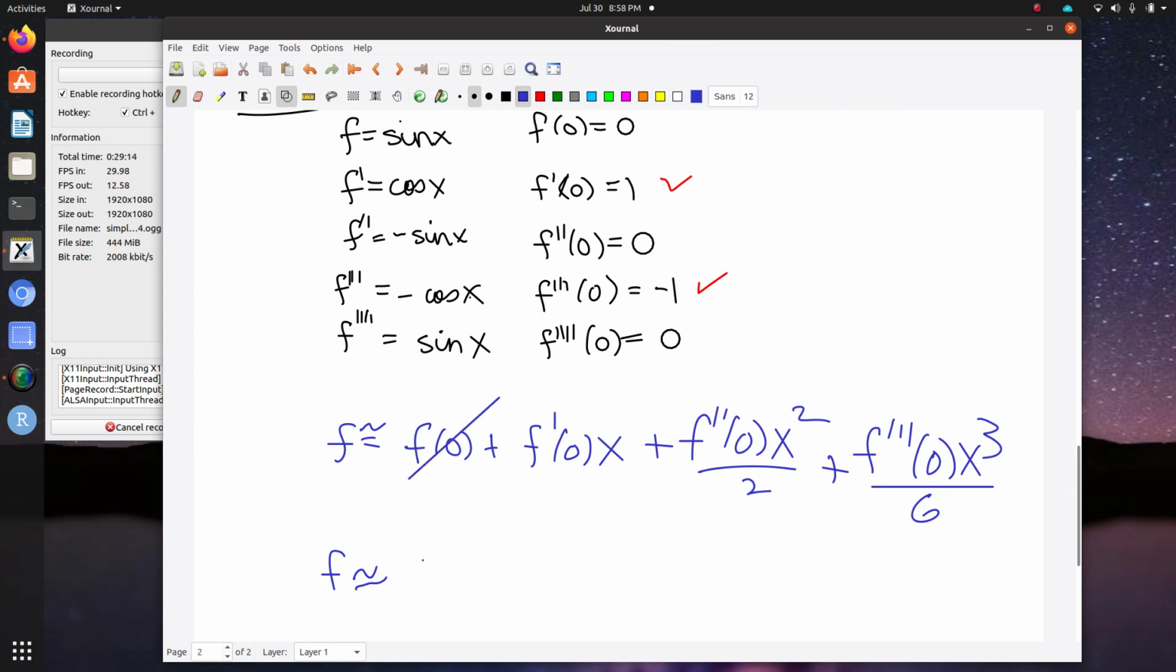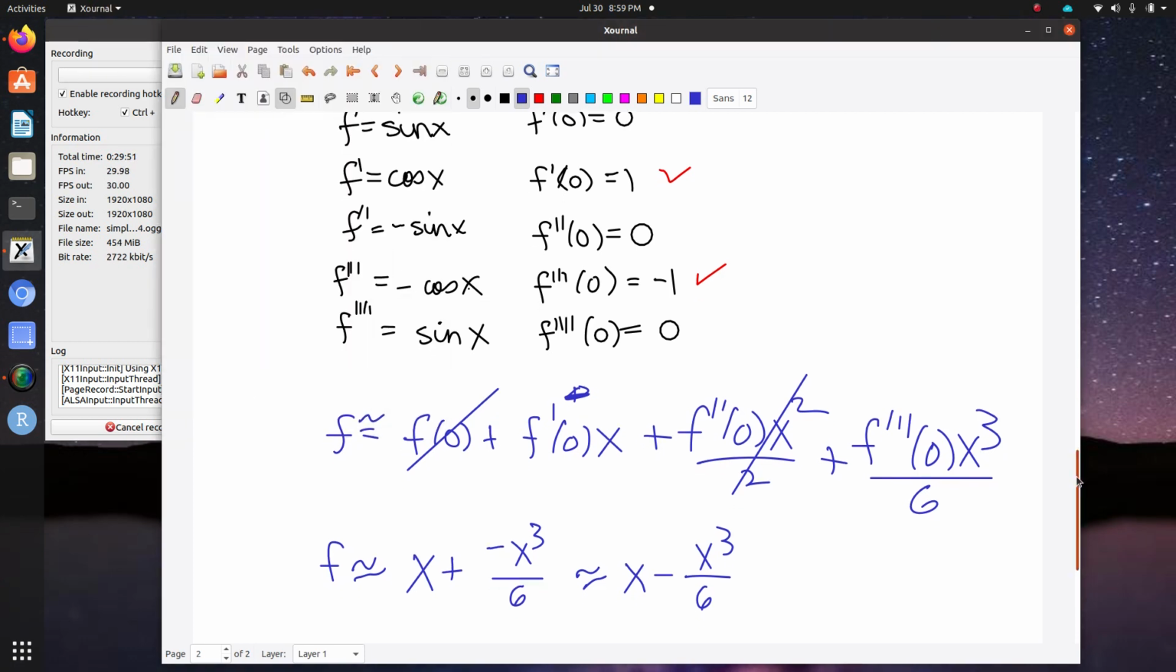I need f prime of 0, which is 1, right? So this is just going to be 1. So I just need x. And then my x squared term is going to drop out, just like my x fourth term dropped out. And I'm going to get f triple prime, which is negative 1, x cubed over 6. So our final approximation is going to be x minus x cubed over 6. Okay? So hopefully that was not too bad.